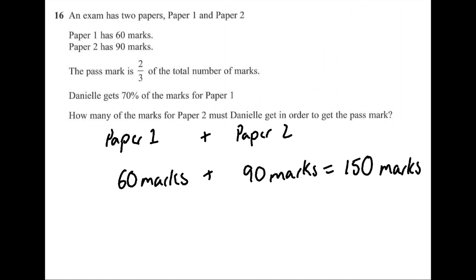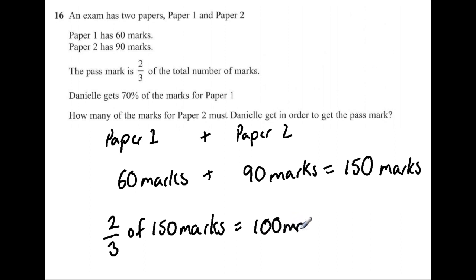Now the next step is to find the pass mark. To find the pass mark, we need to find what 2/3 of 150 marks is. So 2/3 of 150 marks is equal to 100 marks. So the pass mark is 100 marks.